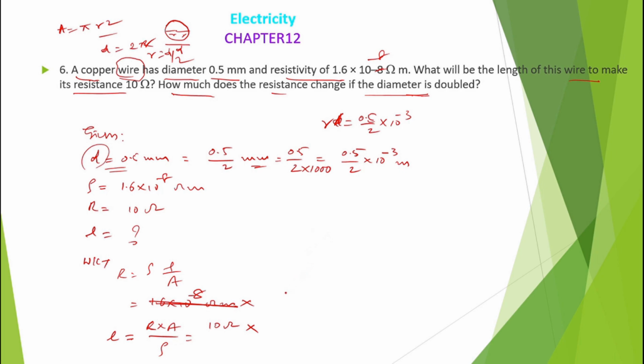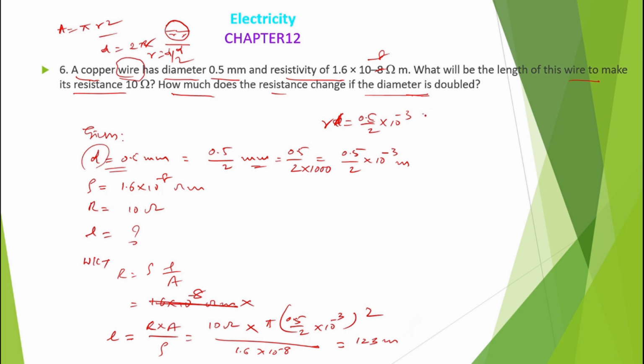Okay. Now, area means pi r square. Pi r square is 0.5 divided by 2 into 10 to the power of minus 3 whole square, divided by rho, means 1.6 into 10 to the power of minus 8. So if you simplify this, you will get approximate 123 meter.